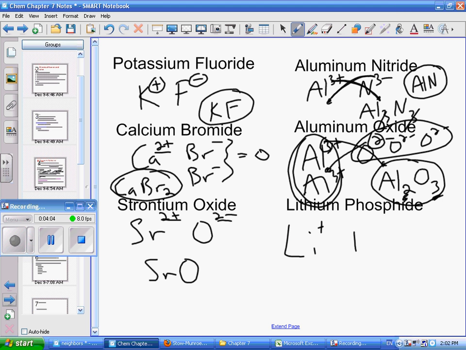Lithium's +1. Phosphate is -3. And so it looks like I have to use triple the amount of lithiums, or cross the 3 down. It doesn't matter which you use. Either way, I'll have Li3PO4.